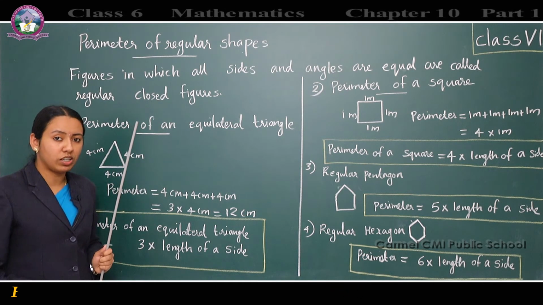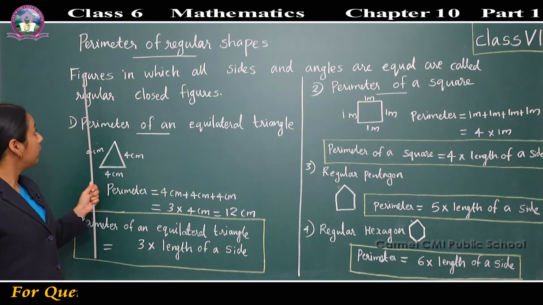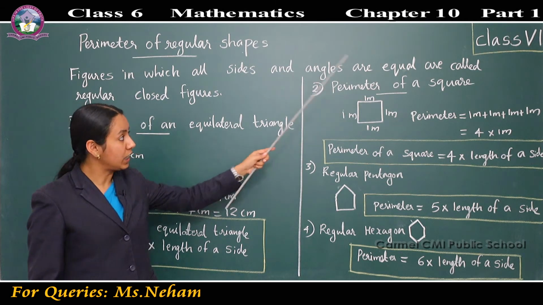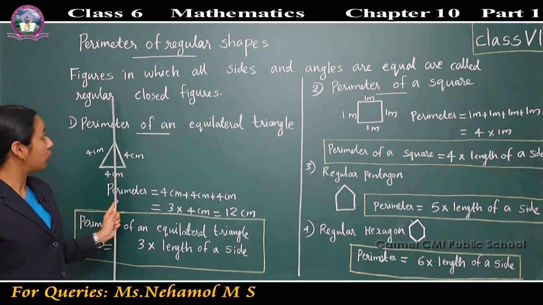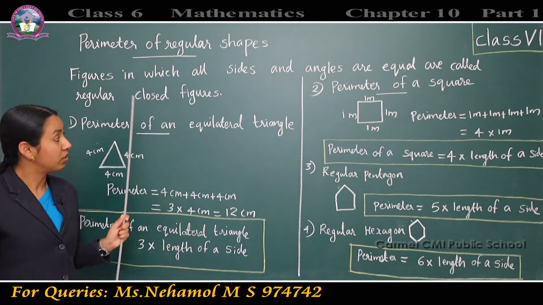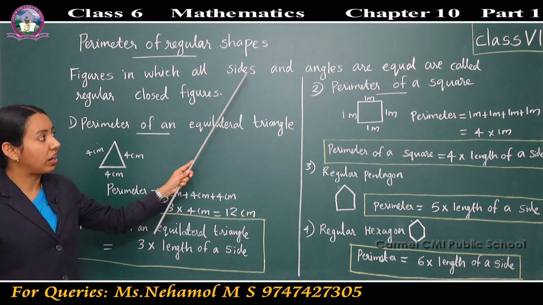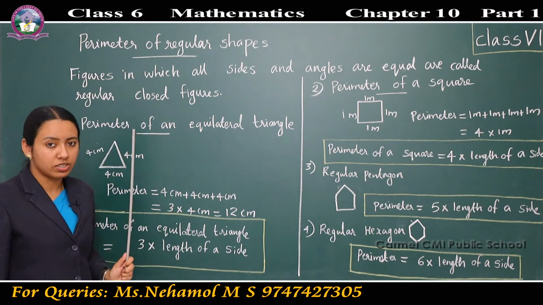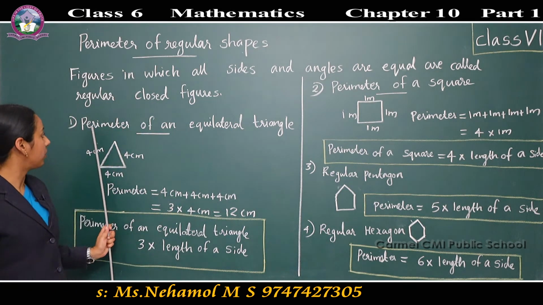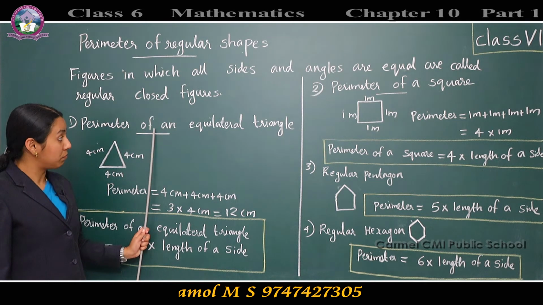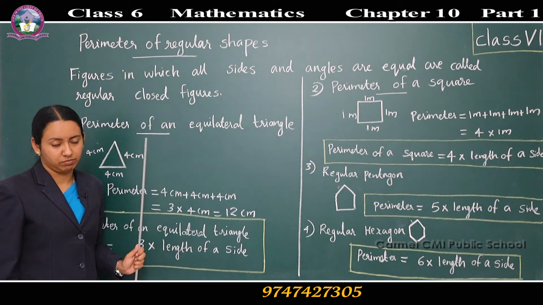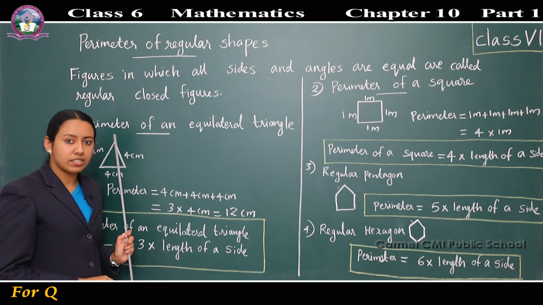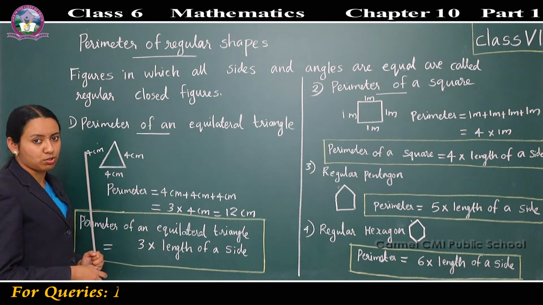Next topic: perimeter of regular figures. What do we mean by regular figures? You know that figures in which all sides and all angles are equal are called regular closed figures. First one, perimeter of an equilateral triangle. For an equilateral triangle, all sides are equal and all angles are also equal.